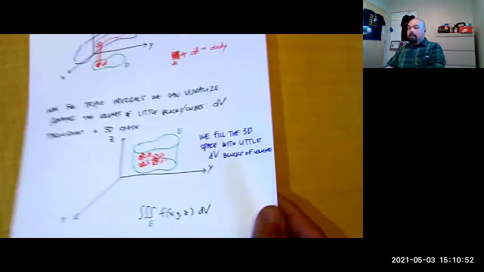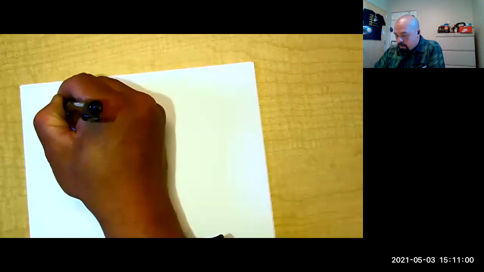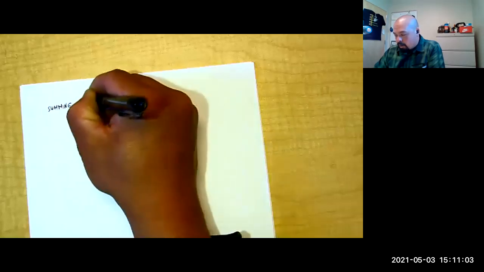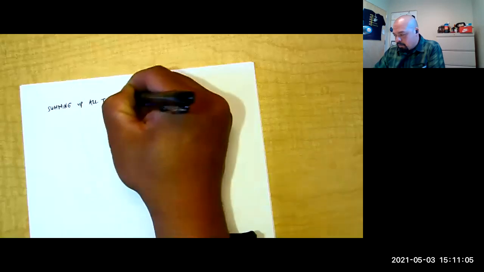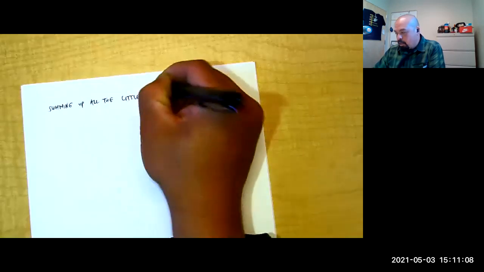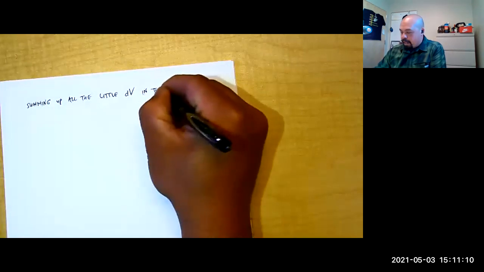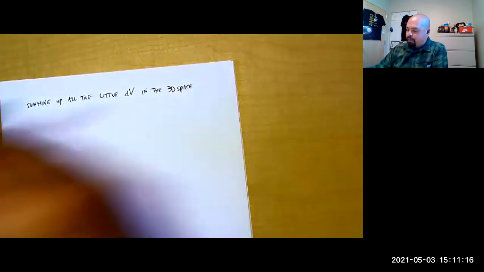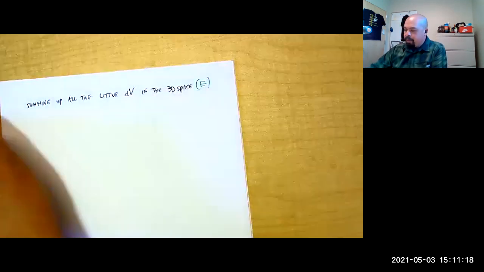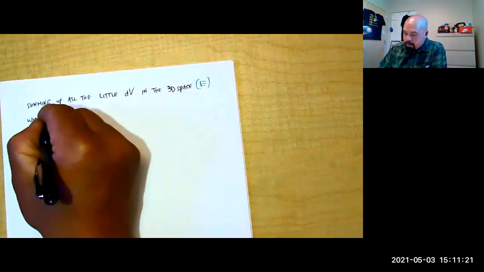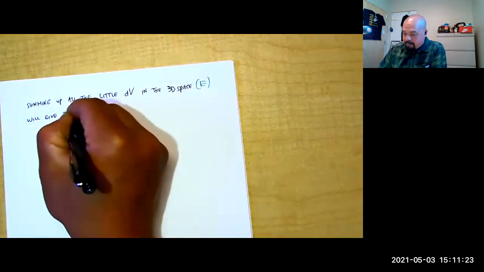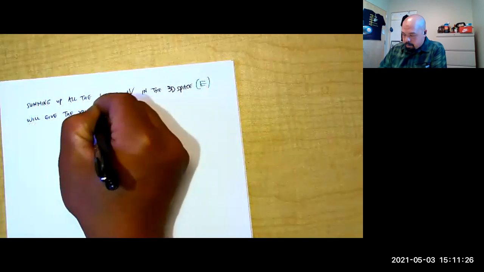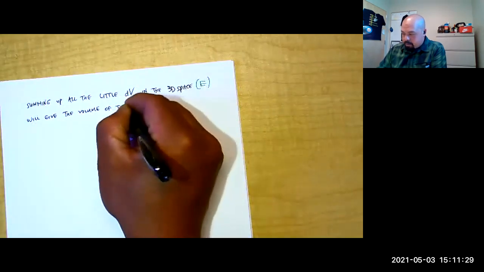Okay, and so we'll get into this moment here, right? And so summing up all those little dV in that 3D space, which I had labeled before E, will give that volume of the space.